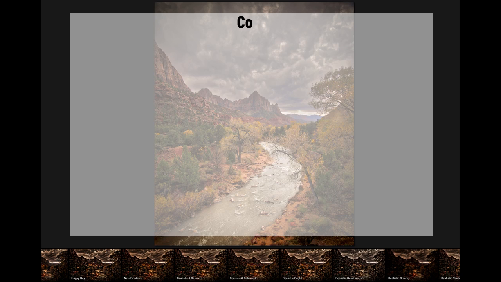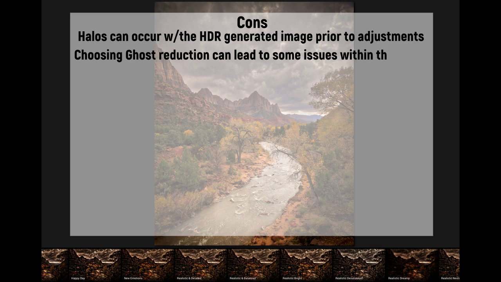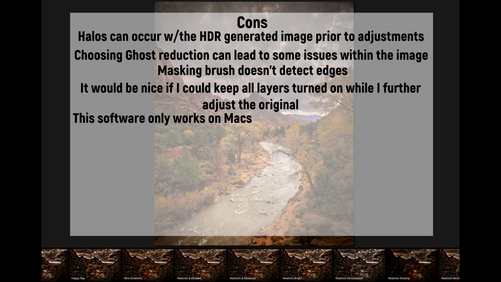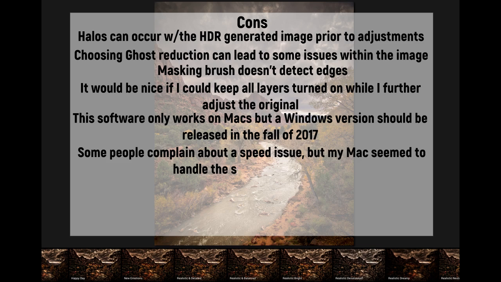The cons are halos can occur with the HDR generated image prior to adjustments. Choosing ghost reduction can lead to some issues within the image. The masking brush doesn't detect edges. It would be nice if I could keep all the layers turned on while I further adjusted the original. This software only works on Macs, but a Windows version should be released in the fall of 2017. Some people complain about a speed issue, but my Mac seemed to handle the software just fine. And the shadow recovery can be a problem.